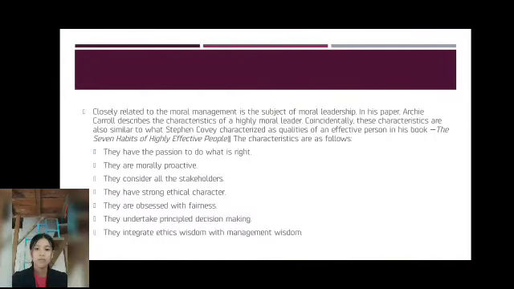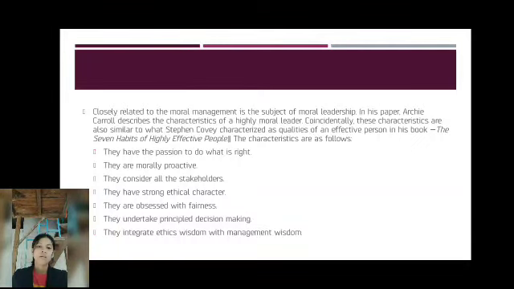The best example of moral management is from the book of Stephen Covey, which is entitled The 7 Habits of Highly Effective People. It characterized the qualities of an effective person. So first, they have the passion to do what is right. They are morally proactive. They consider all the stakeholders. They have strong ethical character. They are obsessed with fairness. They undertake principled decision making. They integrate ethics wisdom and management wisdom.